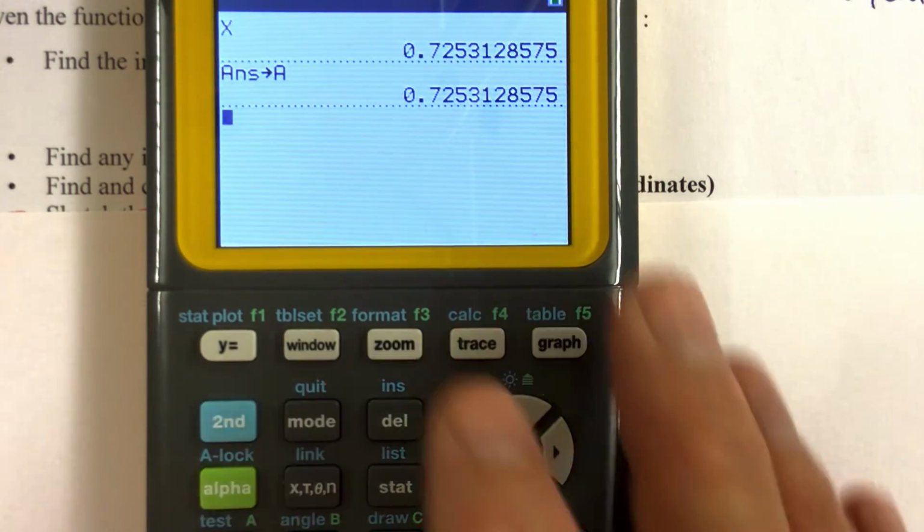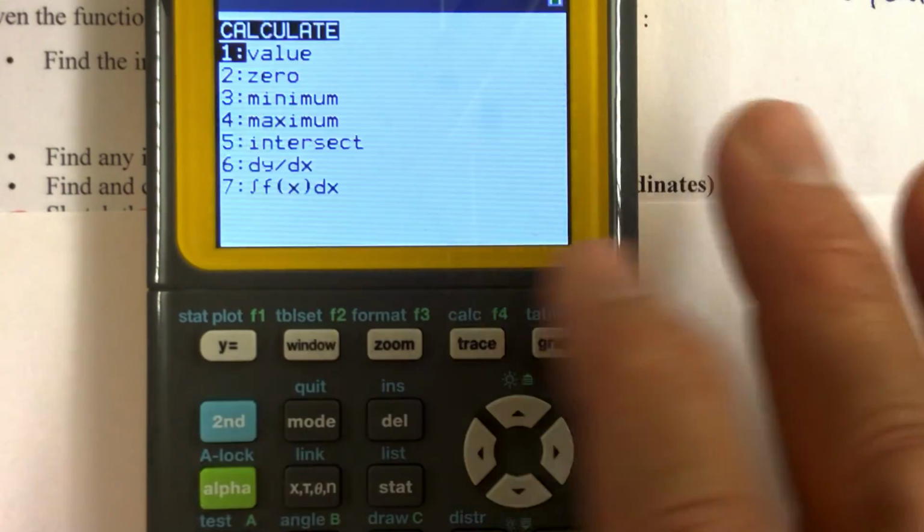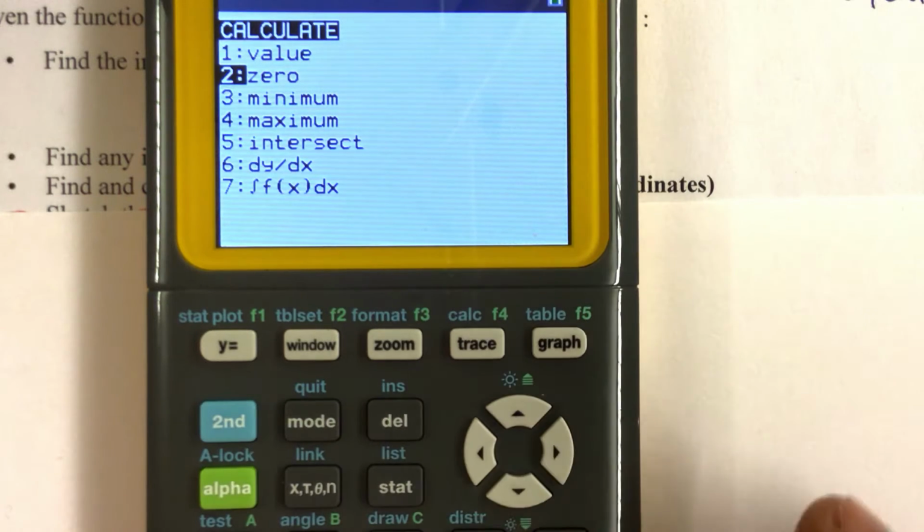And so I'm going to show you a different way to get the other x-intercept. And the other x-intercept, second calculate 0 again.